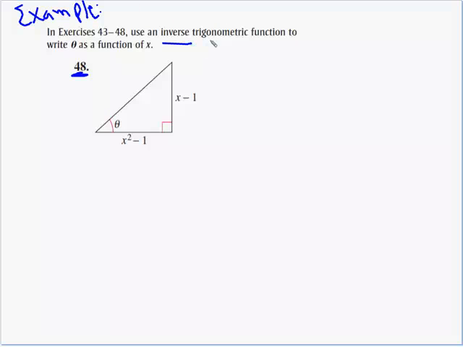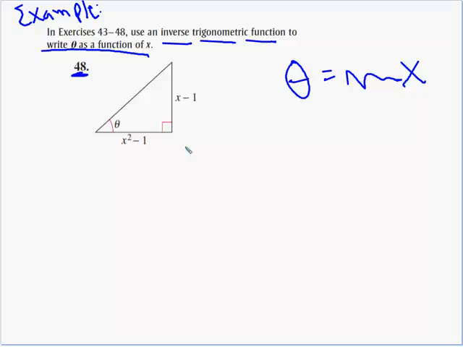Use an inverse trig function to write theta as a function of x. That's the key right there. Write theta as a function of x. What that means is when we solve this, when we're all done, we want to have theta equals something, and in that something will be the variable x. Write theta as a function of x means theta equals what?